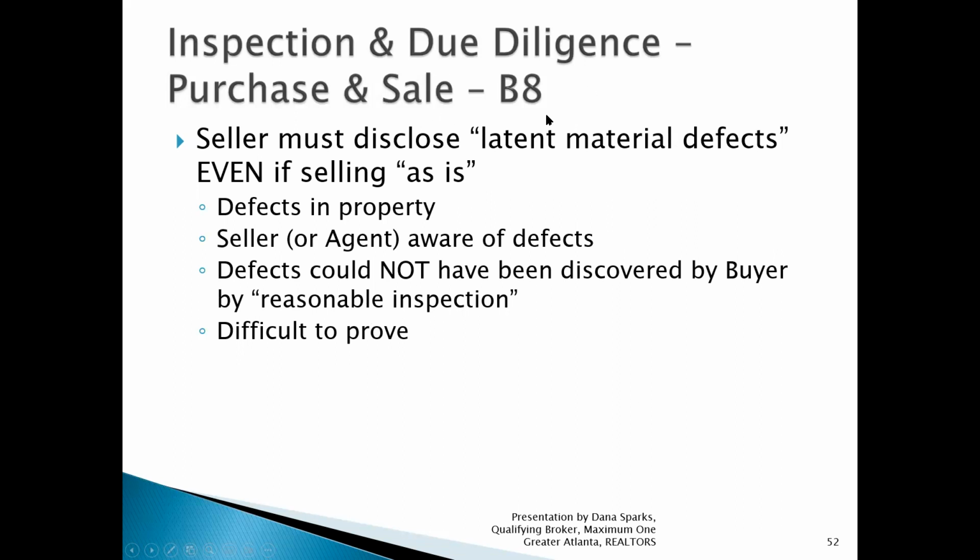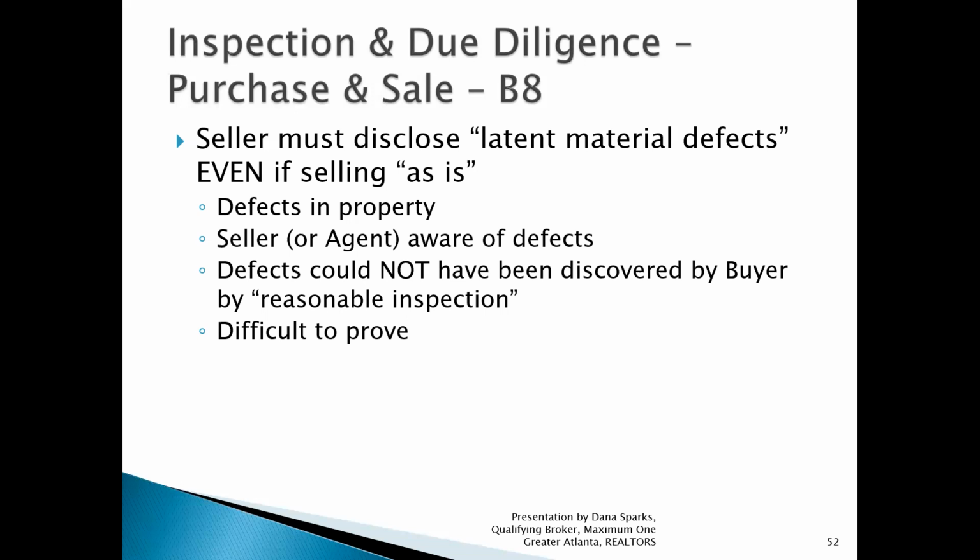Now, further on in that paragraph, even if a seller is selling it as is, again, that is just the seller initially communicating that they have absolutely no intention of doing any repairs or replacements. But by Georgia law, a seller is required to disclose latent material defects, which are material defects of the property that the seller or agent is aware of and that could not have been discovered by the buyer by reasonable inspection. Can be very difficult to prove.